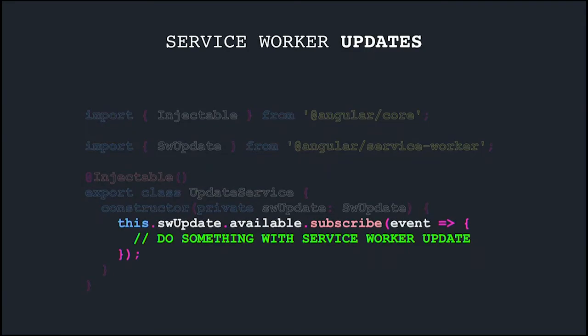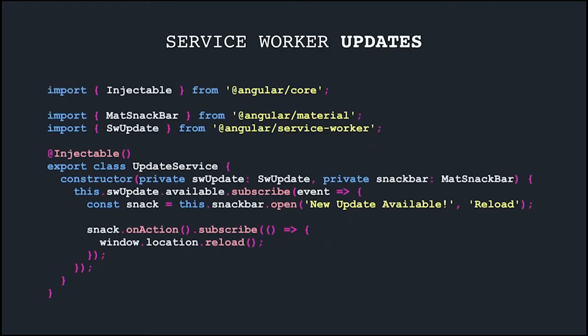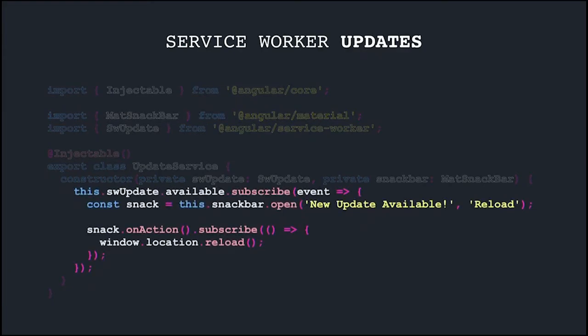Once you import that, you can easily use the available operator that you can subscribe to, and whenever that fires, you can do anything with a service worker update. A good example is if you happen to be using Angular Material, there's a nice little snack bar UI element that shows a little tooltip-looking thing that pops up at the bottom of your screen. You can easily show that snack bar with a message that says new update available, do you want to reload, with a button that says reload. And whenever the user presses that action, you can reload your entire window.